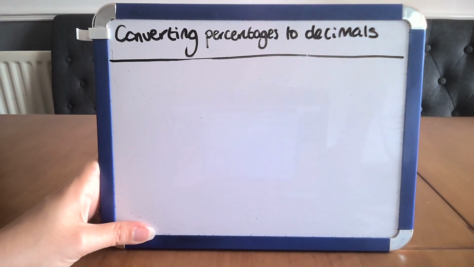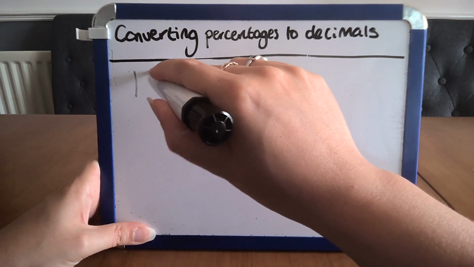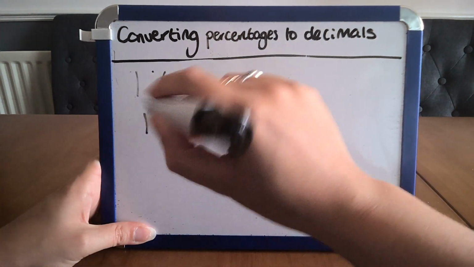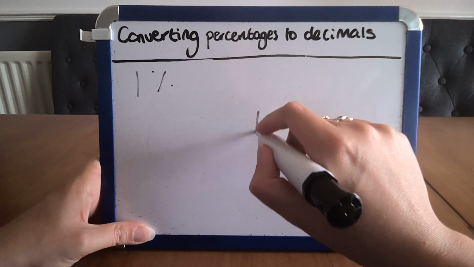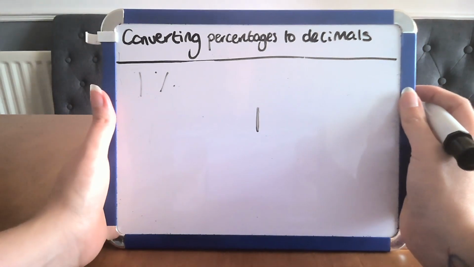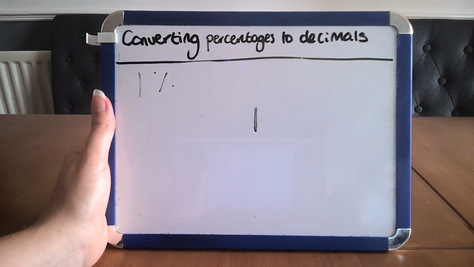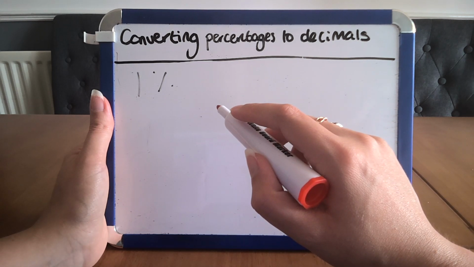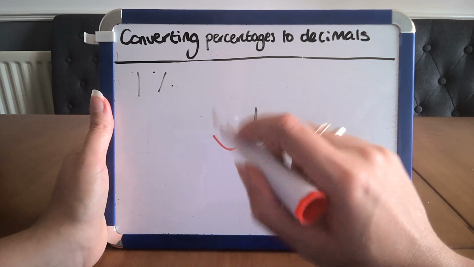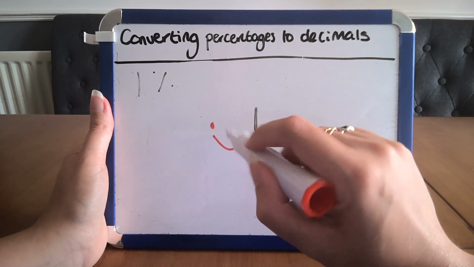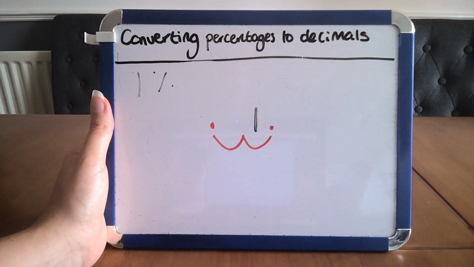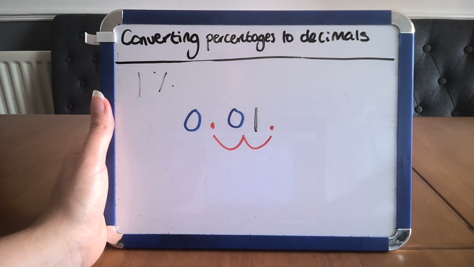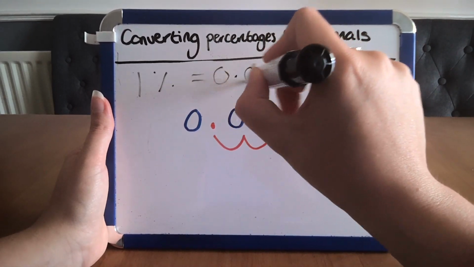So what happens when our percentage, for example, is 1%? We still do the same method. So we take our percentage and we imagine the decimal point is here, and then we move it across 2 spaces. 1, 2. Now this time the decimal point is going to end up here. That gives us 2 gaps, which means we need to replace them with zeros. So 1% is actually 0.01.